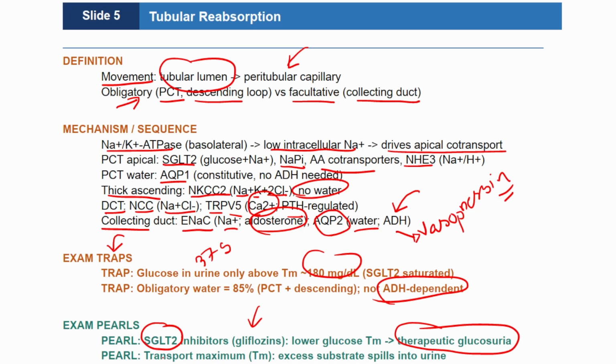And this transport maximum mechanism, we already have said, there's a limit of glucose reabsorption that is done by the proximal convoluted tubule. If it exceeds that limit, then the excess substrate will spill into urine because a transporter can only reabsorb so much glucose. If it exceeds the limit, it cannot do it anymore and it will spill glucose into urine, which will manifest as glucosuria.